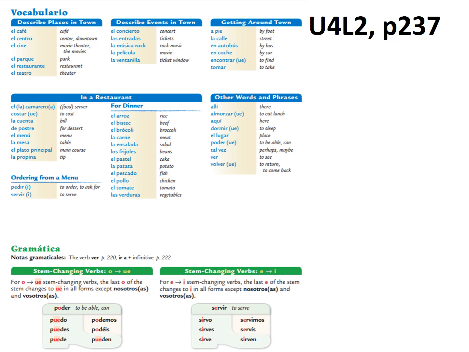We're also looking at stem changing verbs that are E to I stem changers. For E to I stem changing verbs, the last E of the stem changes to I in all forms except nosotros and vosotros. Again, very much like E to IE, as well as O to UE stem changing verbs. The E to I stem changing verb that the book is giving us as our prototype, our sample example of how we conjugate an E to I stem changing verb, is servir, means to serve.